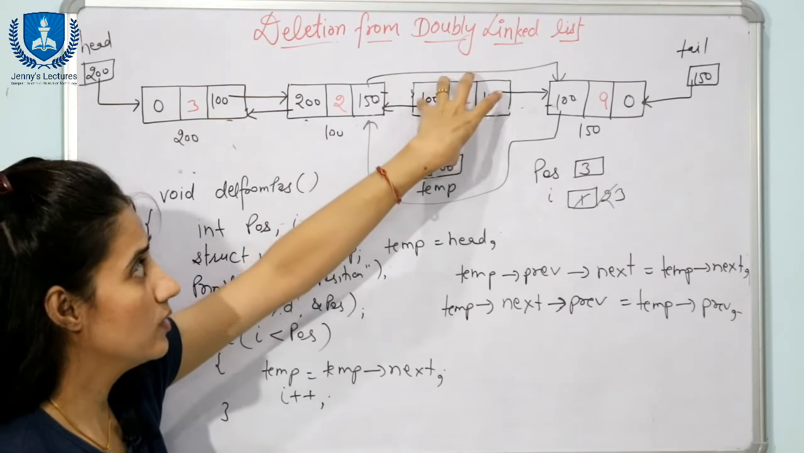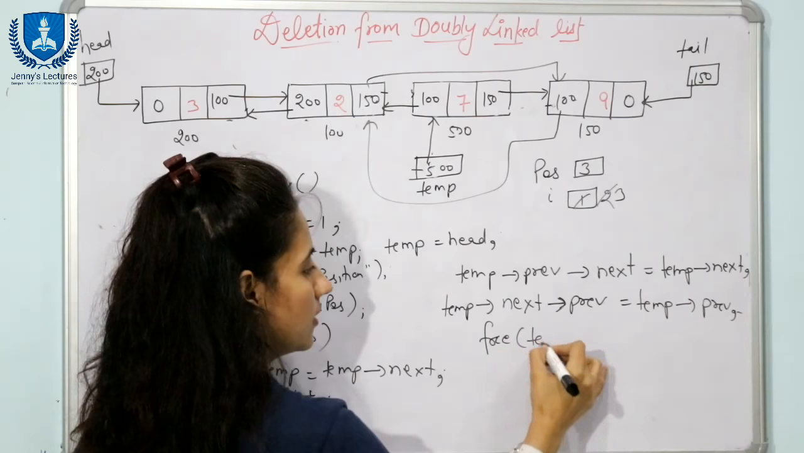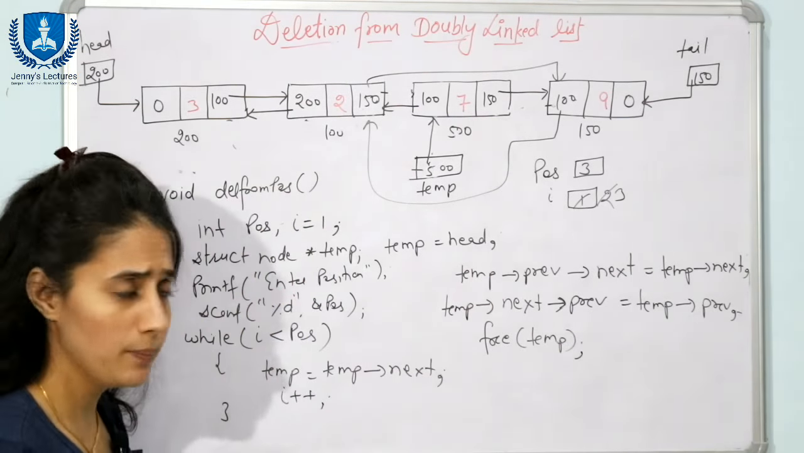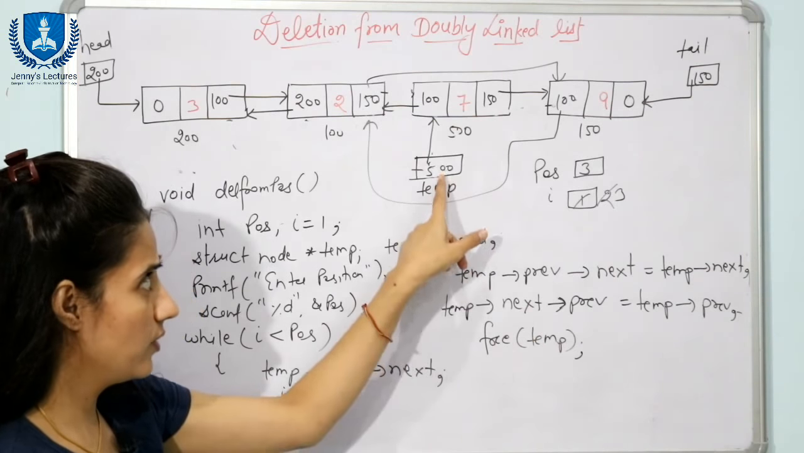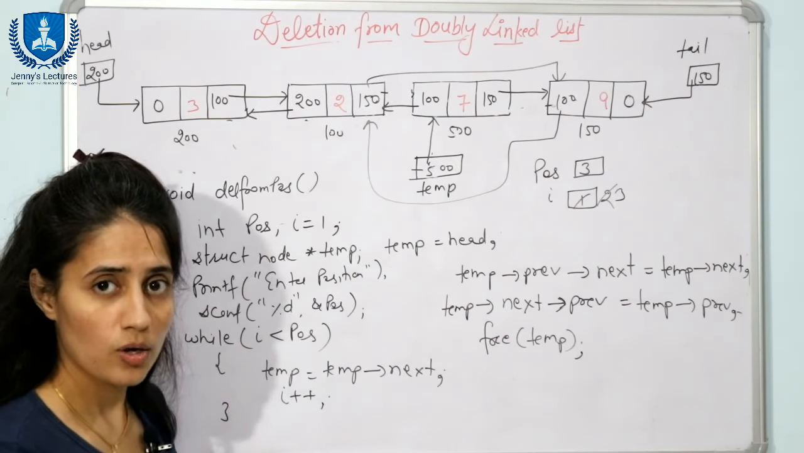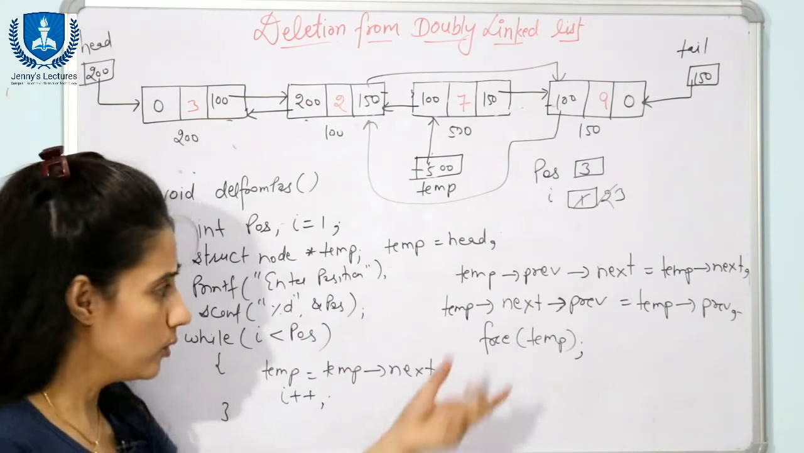Now we can free this space. And how you can free this? Free temp, because temp is pointing to this node. Means from this address 500, we are going to free this memory. Fine. So that's it. That is how we can delete from any specific position. I hope you can modify this.